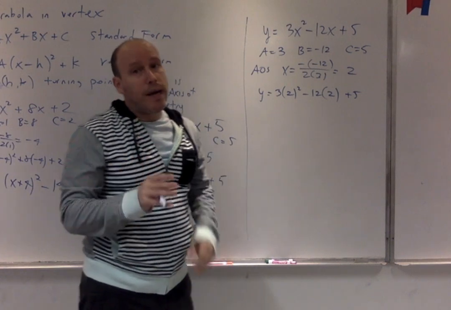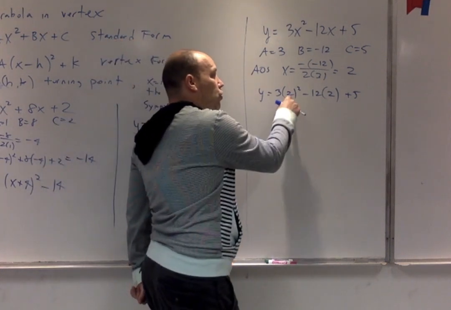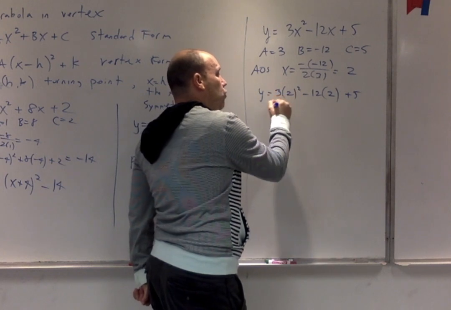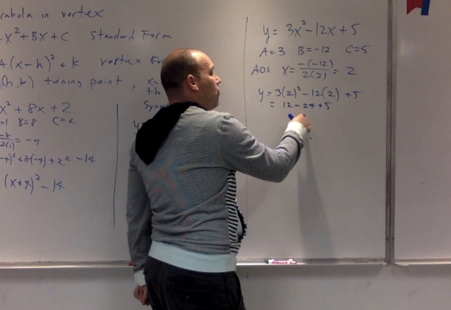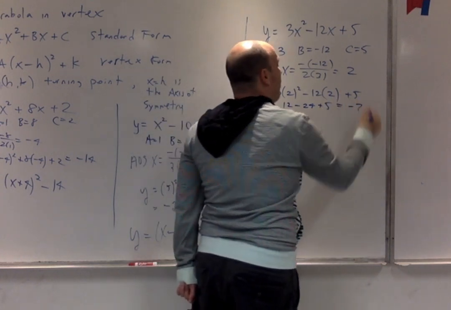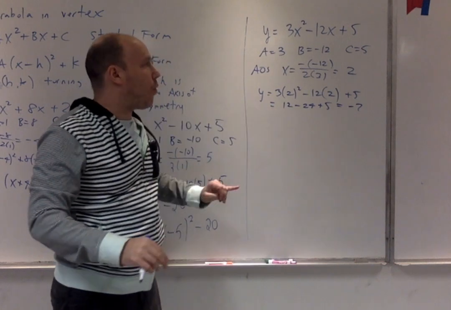If you're not using a calculator, well, let's think about this. Order of operations: 2 squared is 4, times 3 is 12, minus 24 plus 5. Negative 12 plus 5, negative 7. Now let's write this from standard form into vertex form.